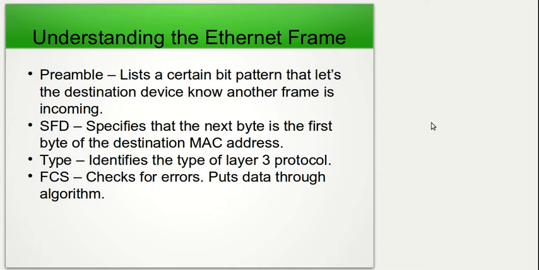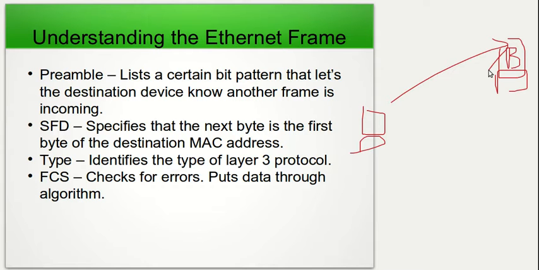So the preamble lists a certain bit pattern which lets the destination device know whether this frame that is received is the last frame in the communications going on between these two devices, or whether it should expect another frame. So as an example, we have two devices communicating. This device is sending a frame to this device. The preamble lets PCB know whether this is the last frame in this communication sequence, or whether it should expect another frame from PCA.